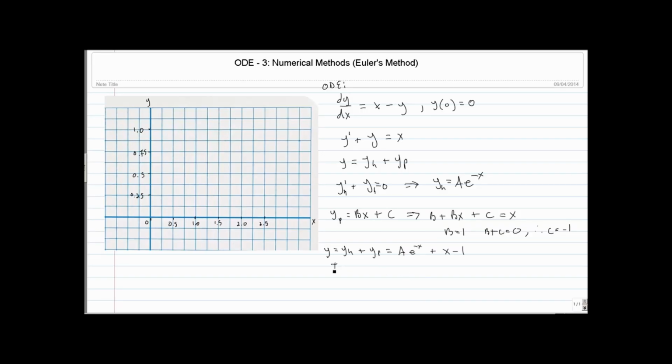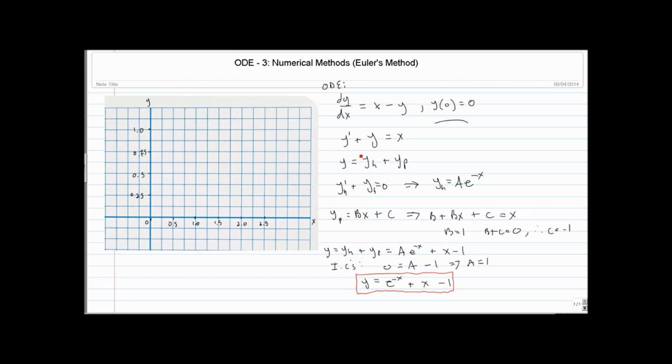And then when we plug in the initial conditions, which are over here, when you plug in 0 for x, you get e to the 0 is 1. Plug in the 0 there, you get that. So that means that a must equal 1. So our solution looks like this. Our exact solution looks like this.